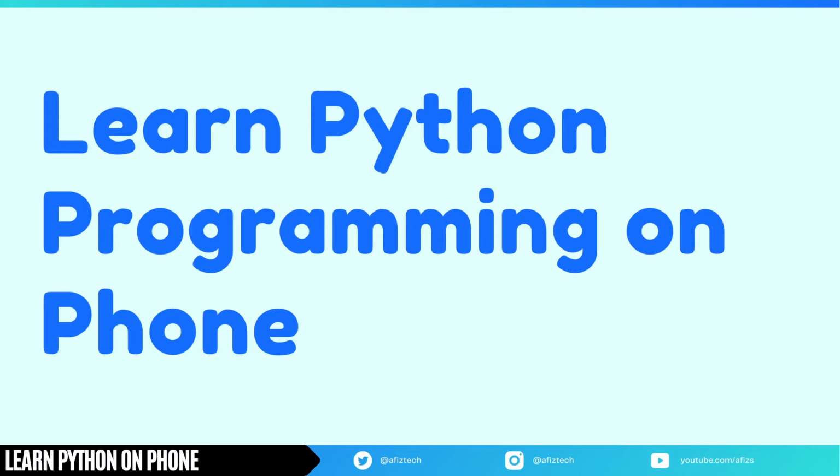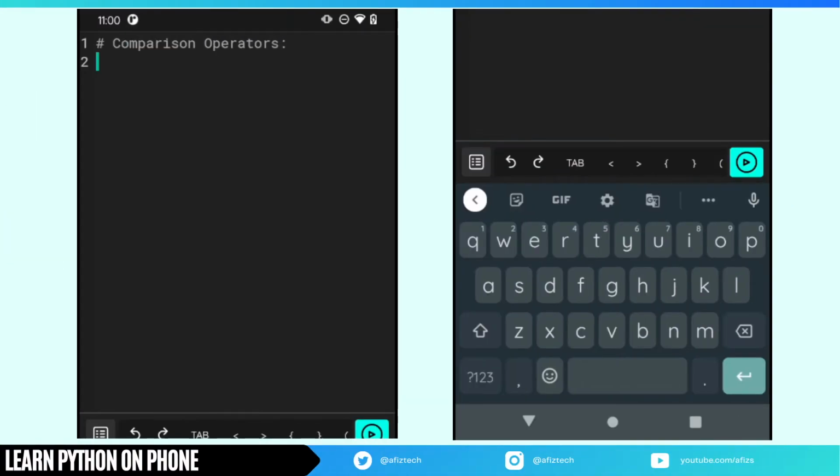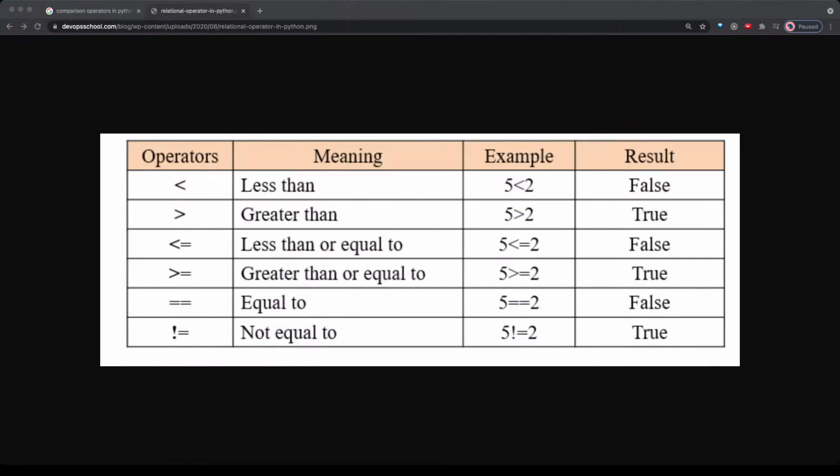In the previous video, we discussed operators in Python, and even arithmetic operators. So in this class, we will discuss comparison operators. So what are comparison operators and why do we use them? Basically, in Python programming or any programming language, we use comparison operators to compare two values in mathematical terms.